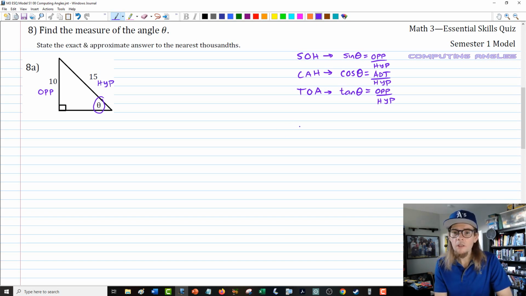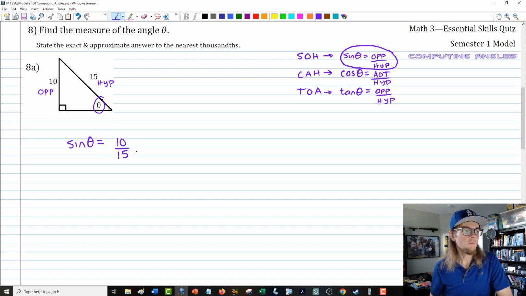So based on that, we're looking for the ratio that uses the opposite side length and the hypotenuse. And guess what? That's going to be sine. So my thought here is I want to calculate sine of theta. And sine of theta is going to be the opposite over the hypotenuse. So we know the sine of that angle is 10 over 15, which yes, it does simplify to 2/3, but we're not going to worry about that for the moment. You don't want to make a mistake since it's going to be a calculator problem.